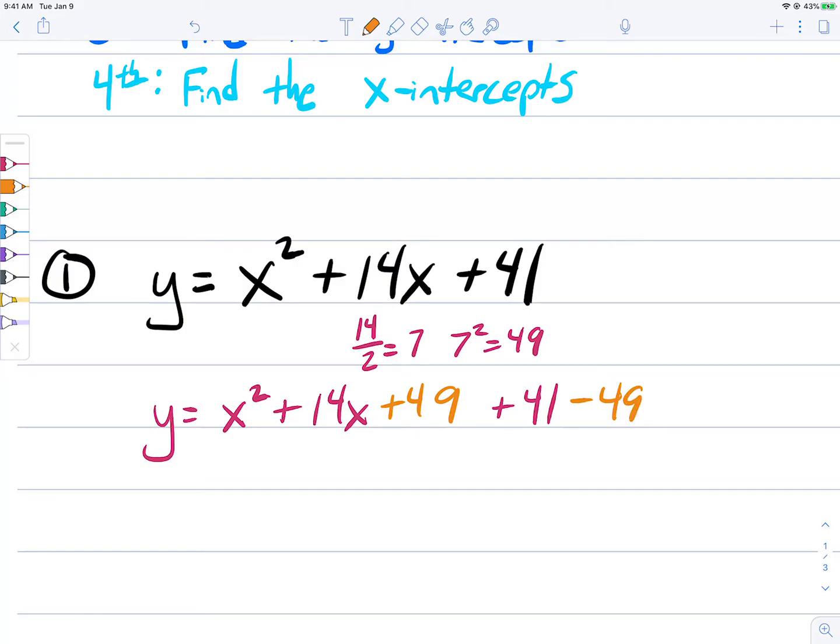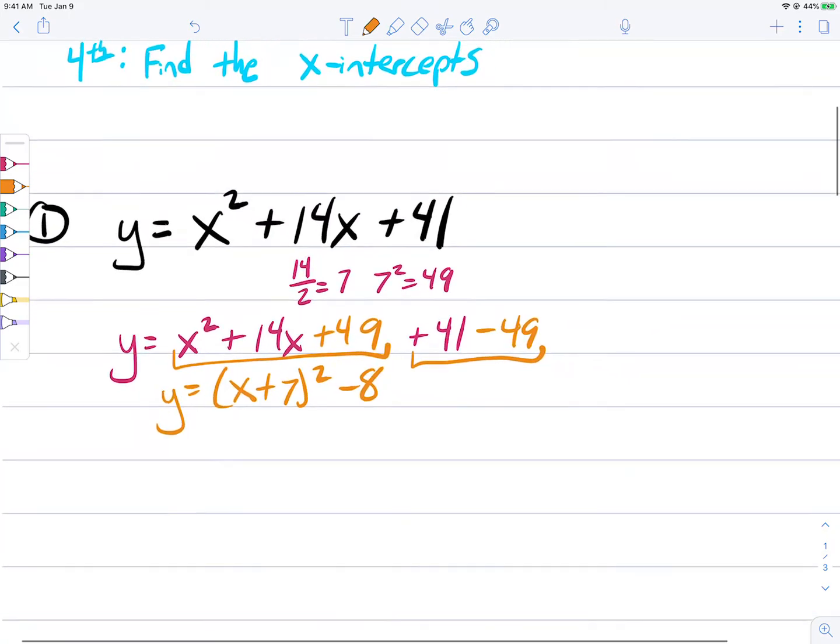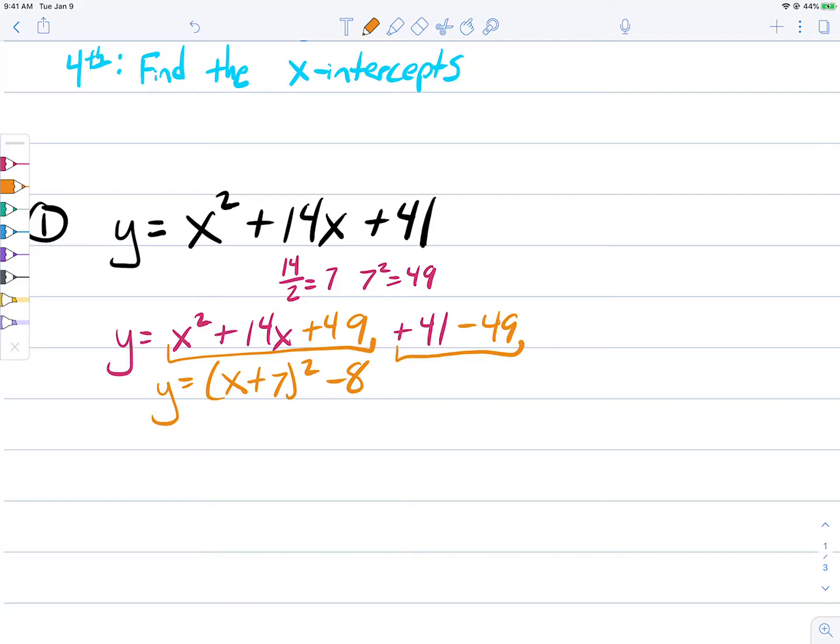So my equation now becomes, if I factor the first three terms, it's going to be a trinomial square, x plus 7 squared. And 41 minus 49 is negative 8. So my vertex for my first question is negative 7, comma, negative 8. So the opposite of what's with the x value, comma, the number being added or subtracted at the end. So I have my vertex form, I have my vertex.